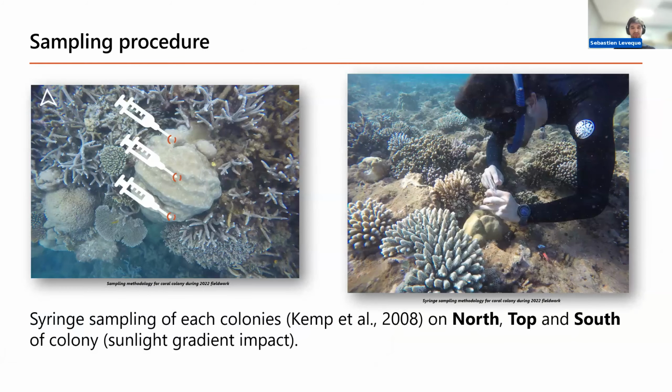So what was the sampling procedure for our project? We wanted to collect coral tissues, and we used syringe sampling methods in order to harm the coral as little as possible and sample the coral tissue as best we can in the north, top, and south of each colony. So for one colony, we do 3 different samples, one on the north, one on the top, and one on the south, to get, like I said previously, the sunlight impact on the colony.